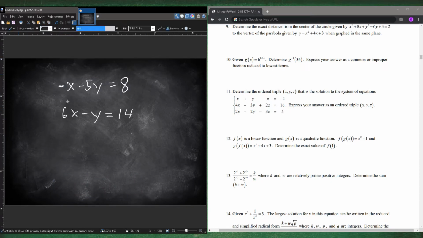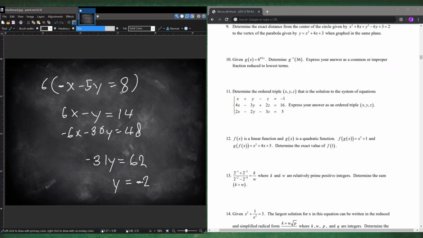Okay, so we just have x and y. I see that this one is just negative 1x, so let's multiply this by 6. We get negative 6x minus 30y is equal to 48. Adding that together, that's negative 31y is equal to 62. That means y is equal to negative 2.